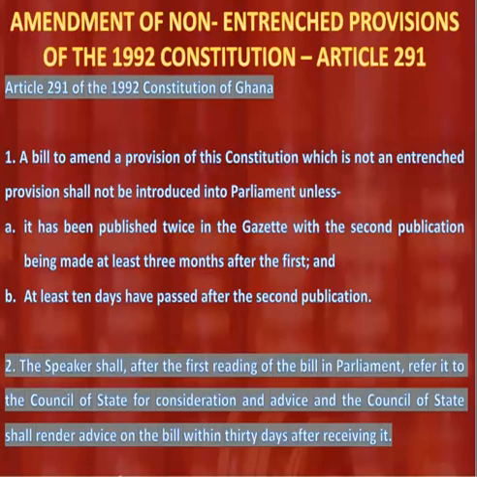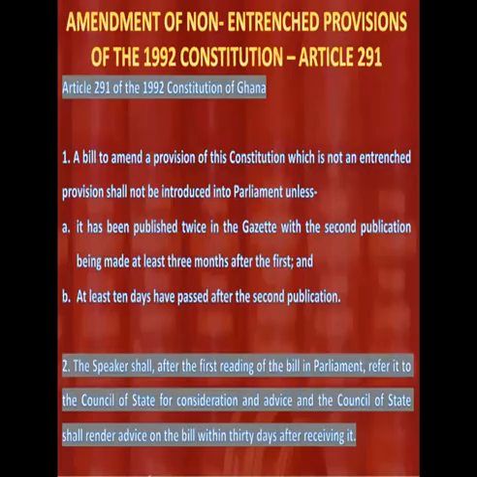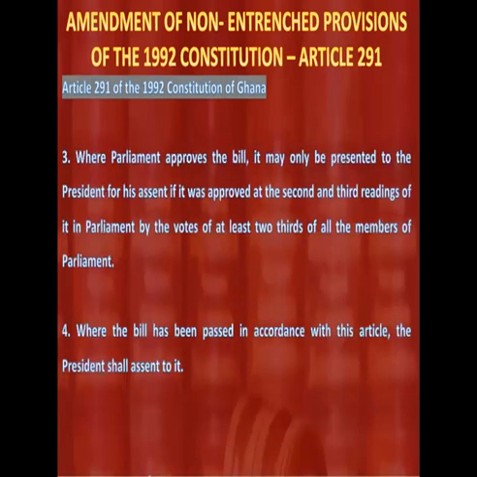Now, if the advice comes and they say, go ahead, then the bill shall be deemed to be approved if at the second and third readings in Parliament, at least 2/3 of the total membership of Parliament approve that the bill should be approved. And this is what you see under Article 291, clause 3 of the Constitution. It says that when Parliament approves the bill, it may only be presented to the President for his assent if it was approved at the second and third readings of it in Parliament by the vote of at least 2/3 of all members of Parliament.